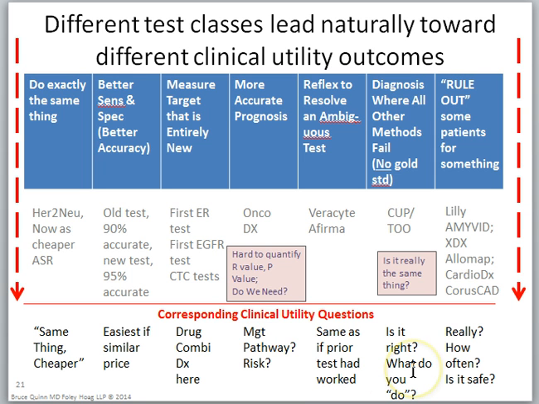We've talked about diagnoses where all the other methods failed. And then if you rule out patients for something, the payer will want to know really, how often, is it safe to do that? So you want to have metrics that address these questions. And if you don't address these questions, you probably will bog down.